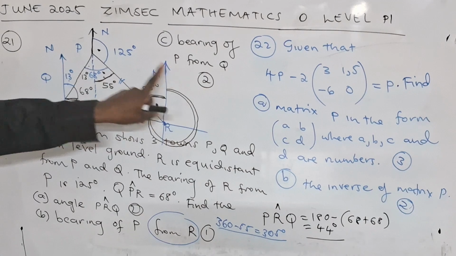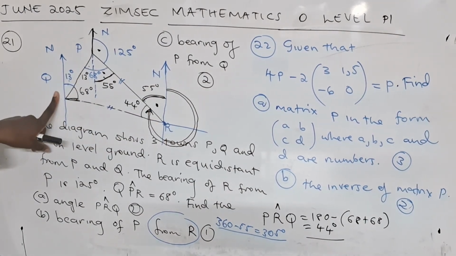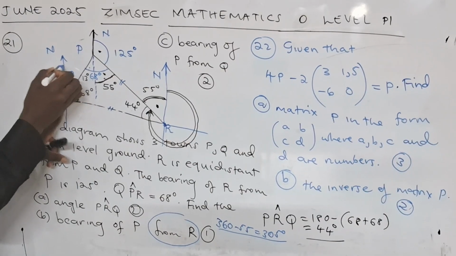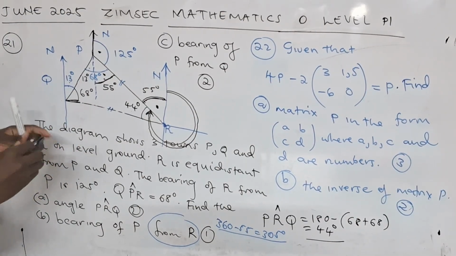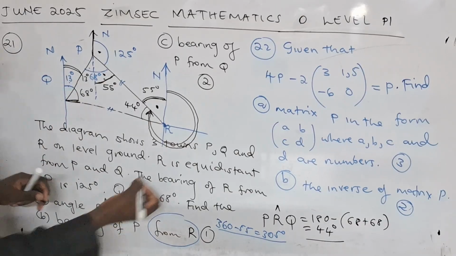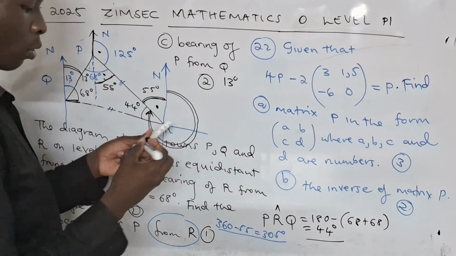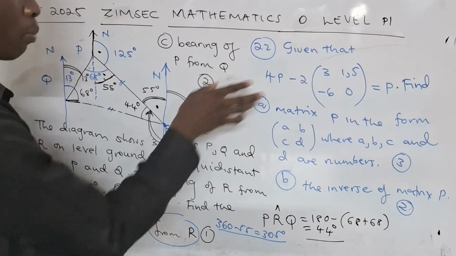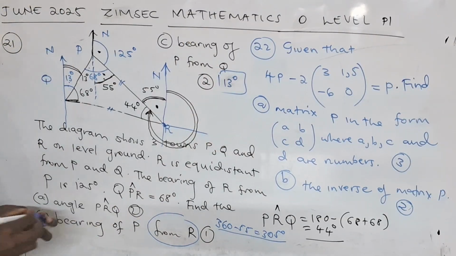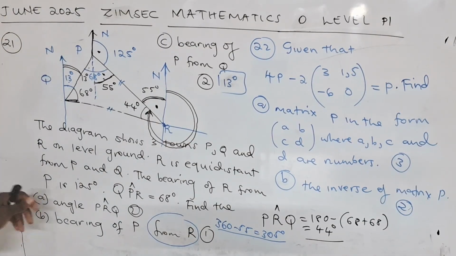Now we want the bearing of P from Q. This is Q. The bearing of P from Q is nothing but this angle. This is 13 degrees. Okay, let me use another marker. The bearing of P from Q is nothing but 13 degrees. So option C, the answer is 13. Question B is 305 and A is nothing but 44 degrees.